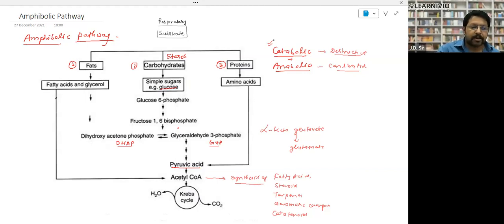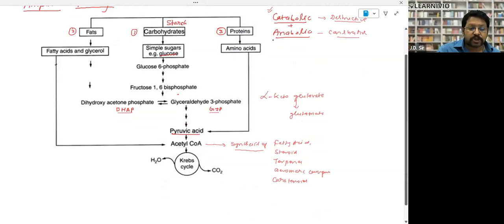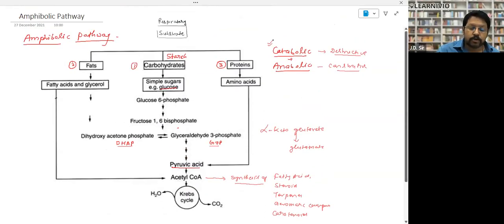But what was the question? Justify, if you want, you can note down. Note down this question. Justify that Krebs cycle is an amphibolic pathway, not catabolic pathway.